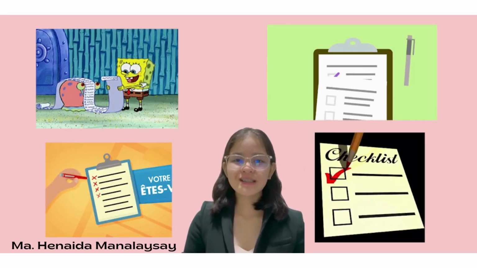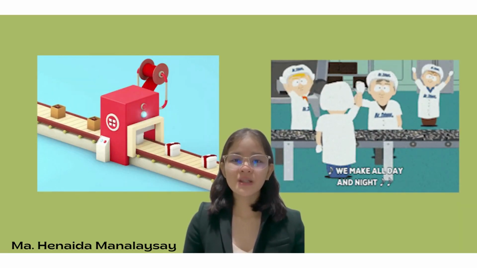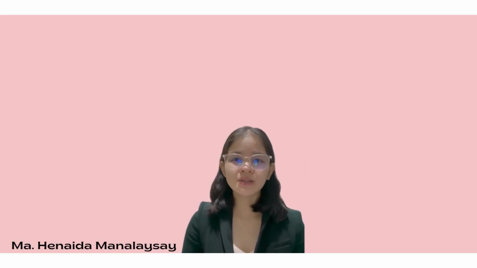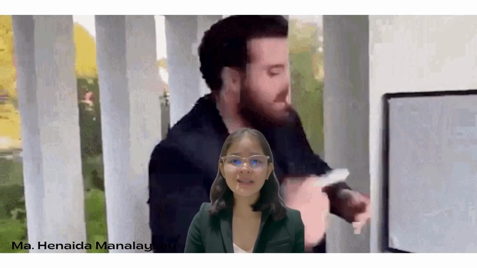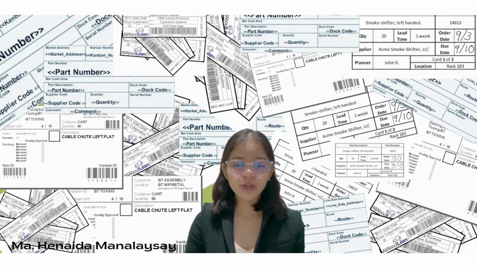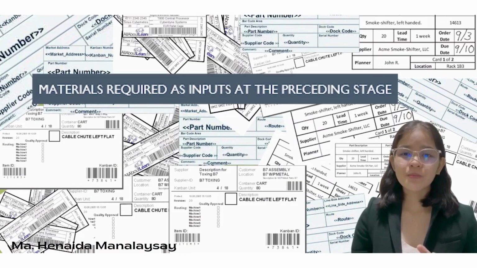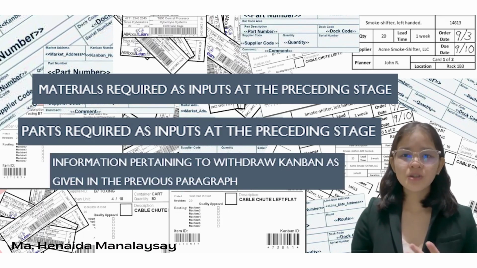Production Kanban. It is made up of an exhaustive list of all the things needed by the part so that it's completed. This brings in the requisite materials and parts along with the information that a withdrawal Kanban includes. A production Kanban allows the production system to start with the production and also explains the things that should be produced. The production Kanban card should have the following information: material required as inputs at the preceding stage, parts required as inputs at the preceding stage, and information pertaining to withdrawal Kanban as given in the previous paragraph.